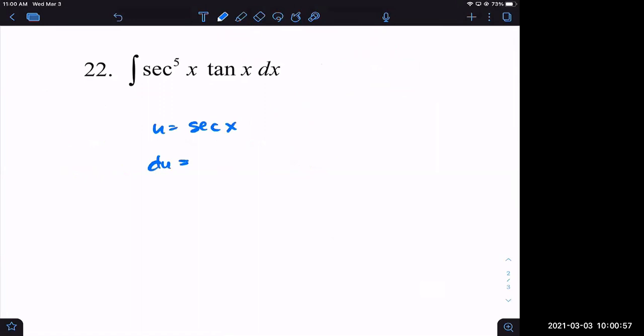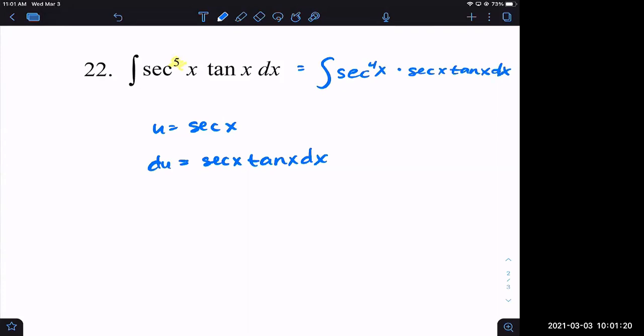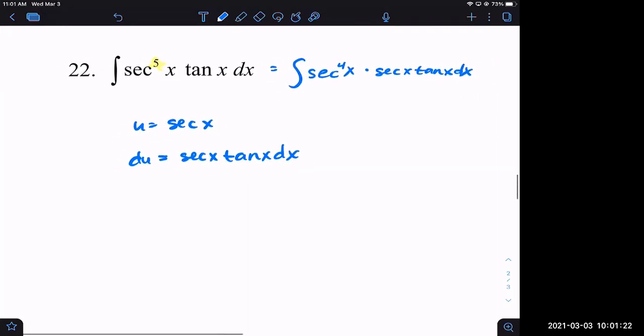It's secant times tangent. So we're going to have to just do a little bit of rearranging to make this work. I have to have one of the secants. I have 5 of them. I have secant to the 5th. I have to have one of them be the derivative of the inside. So I'm gonna rewrite this as secant to the fourth of x. I'm gonna take one of those secants and put it next to the tangent of x. Right, those are still equivalent to each other.